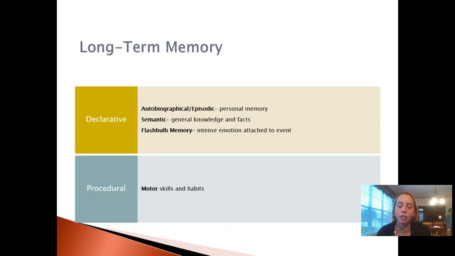In terms of long-term memory, you have a couple of different types. So there's declarative memory and procedural. Procedural has to do much more with the motor skills, like riding a bike, driving a car. That's a different kind of memory process than the declarative process. Declarative memory has several different components.